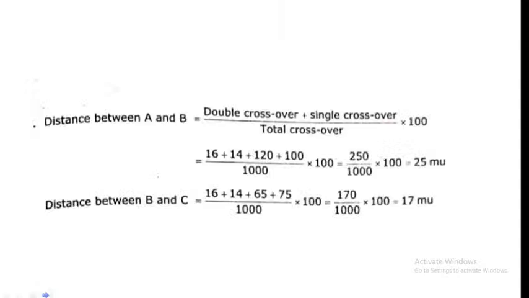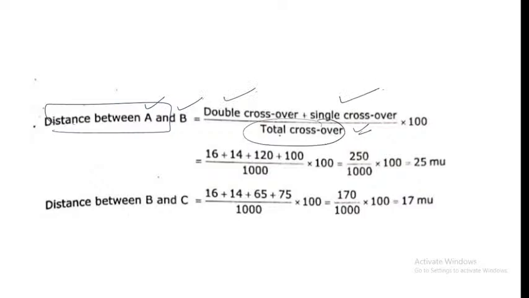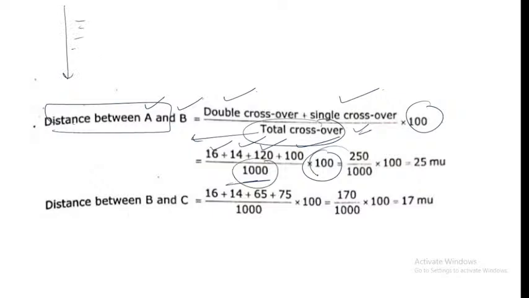Now when you put it into the formula, this is how we will be getting it. For finding out the distance between the first gene and the second gene, it is double crossover plus single crossover upon the total crossovers, that is the total frequency, into 100. So it is 16 plus 14 plus 120 plus 100 divided by 1000, because when you count all of the given ones, it is equal to 1000, and multiply by 100. When you calculate, you will get the answer as 25 mu.